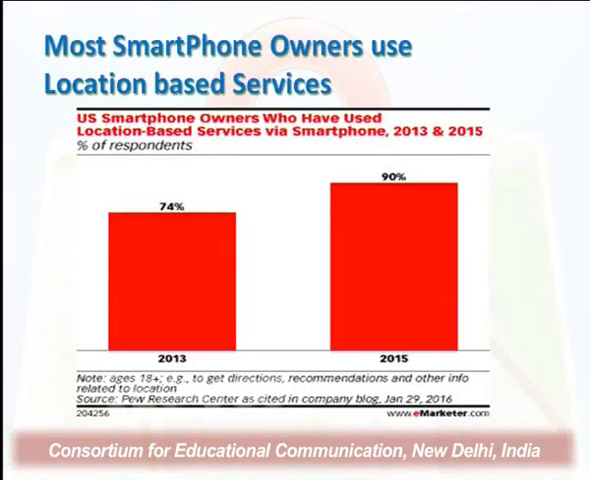Here you can see more smartphone users are using location based services. For example, in 2013 there were only 74% users in USA who have used one or more location based services, while in 2015-16 most of the 90% users apart of mobile users have used any of the location based services. So this location based services is capturing the mobile market. So yes, it is a hot study area.